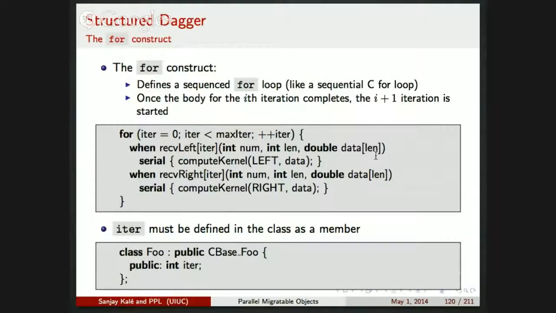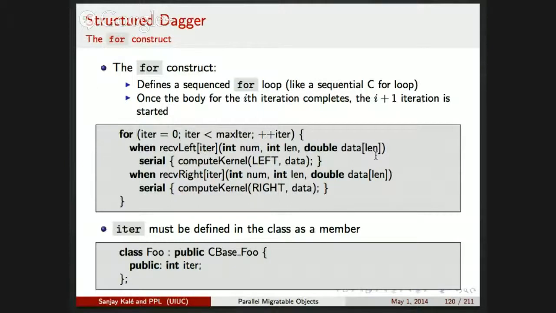Similarly, you can have for loops. So for example, here we're doing a bunch of iterations in what looks like a one-dimensional stencil code. In every iteration, we're going to wait till we receive the left, then we'll compute whatever we had to do with the left data, wait to receive the right data, do whatever computation we did there, and then go to the next iteration. And here again, we see messages tagged by the iteration number.